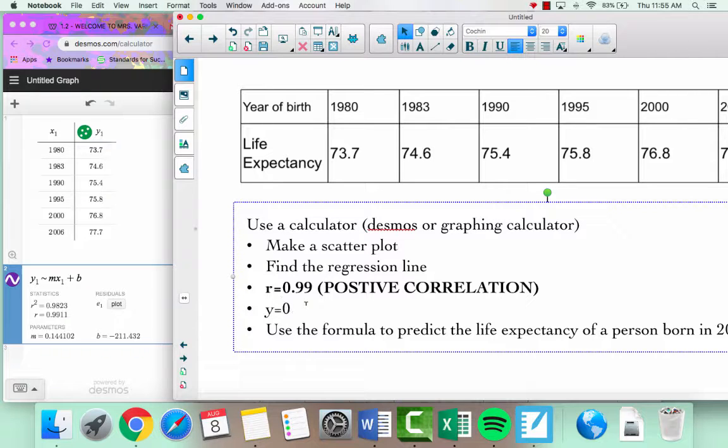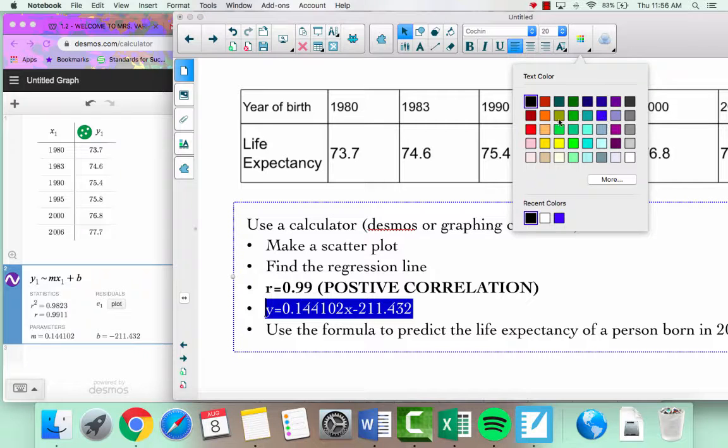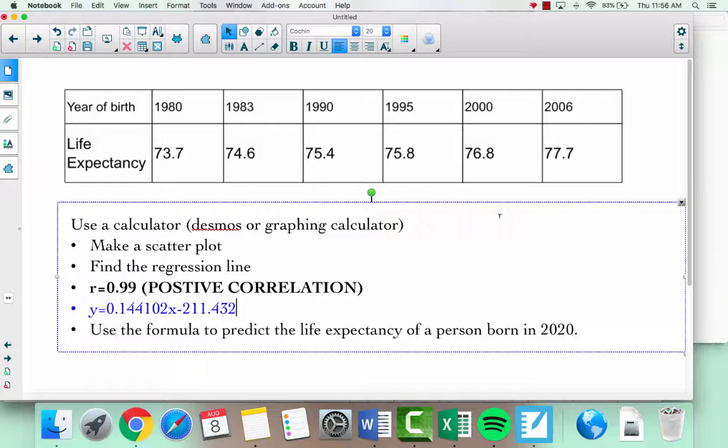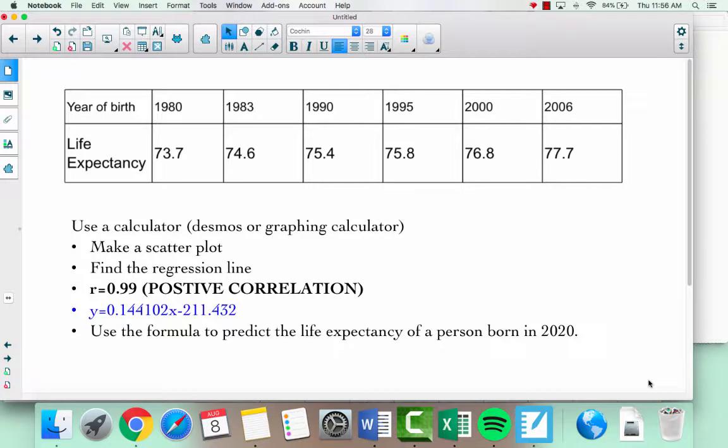Y equals 0.144102x, because that was our slope, and then plus B, or in this case because it's negative, so minus 211.432. So this right here that I'm about to highlight, or put in blue, that is our equation of our regression line. Okay. And now we can use that equation to predict the life expectancy of someone born in 2020.